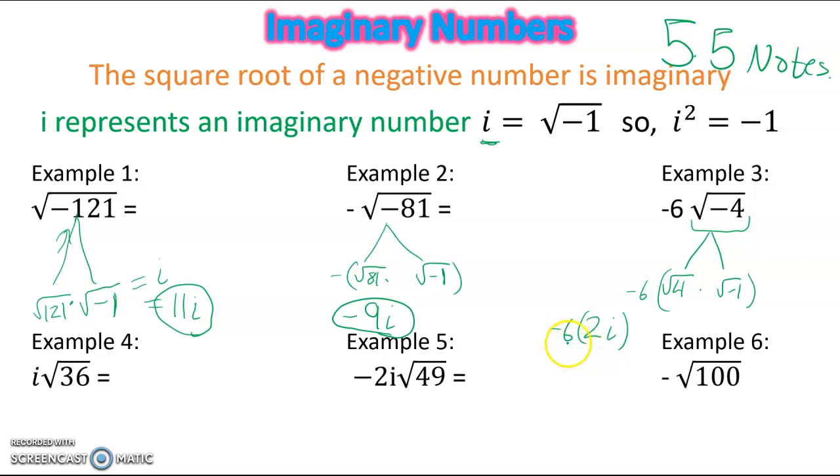If we have a number out front, -6 times the 2I, we just multiply the -6 and the -2. Just multiply those two numbers out front. You get yourself -12I for that example there.